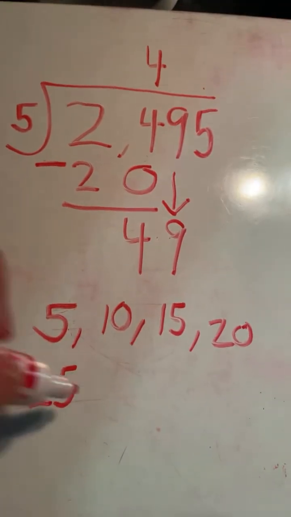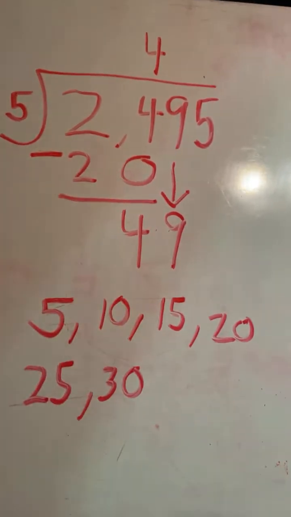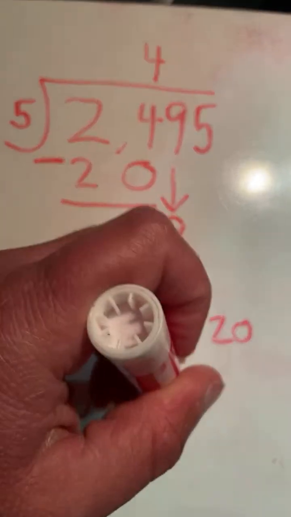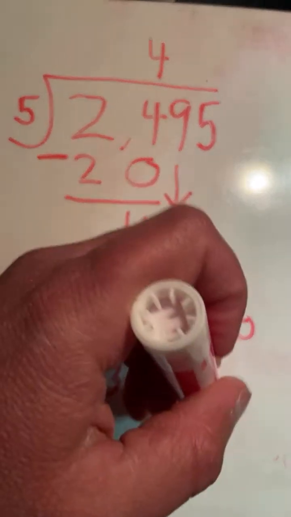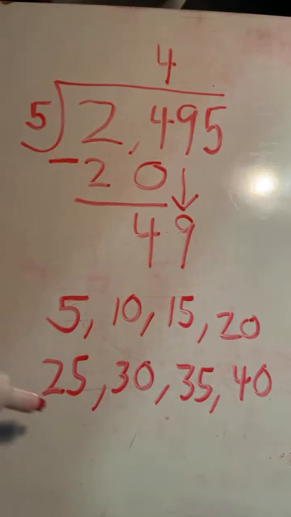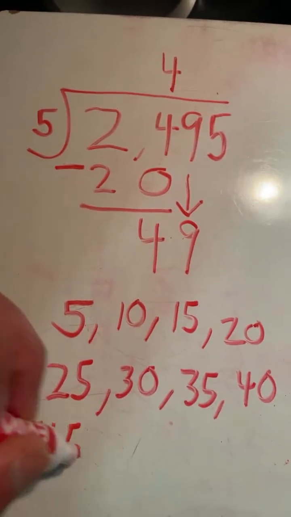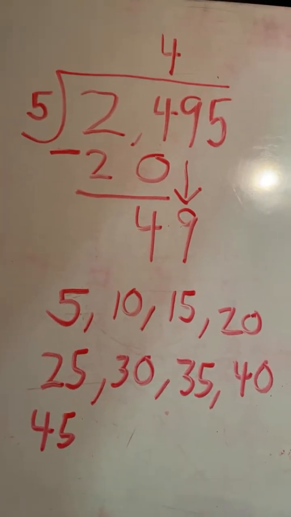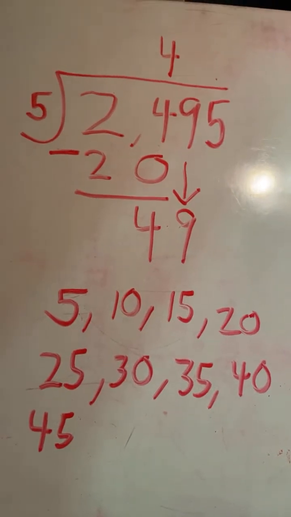25, 5 groups of 5. 30, 6 groups of 5. 35, 7 groups of 5. 40, 8 groups of 5. 45, 9 groups of 5. Now, if we count by 5 again, we'll be at 50, and that's too far.